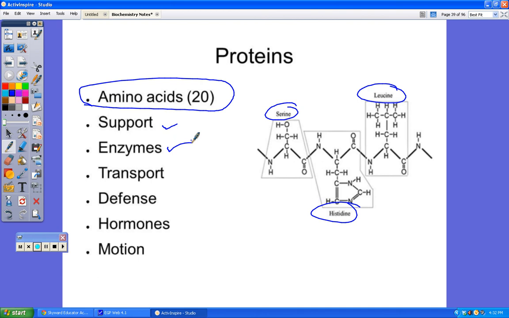Enzymes are part of this group. Enzymes are very important to our cell processes, which we'll see in the next week or so. Proteins help transport different things. They help defend our cells. They help defend our body. And they help produce hormones and allow us to move, motion.